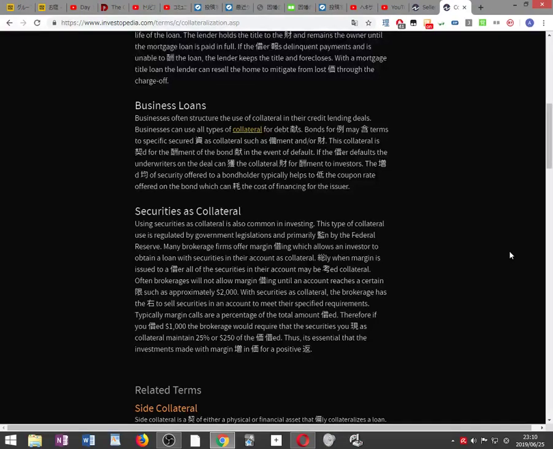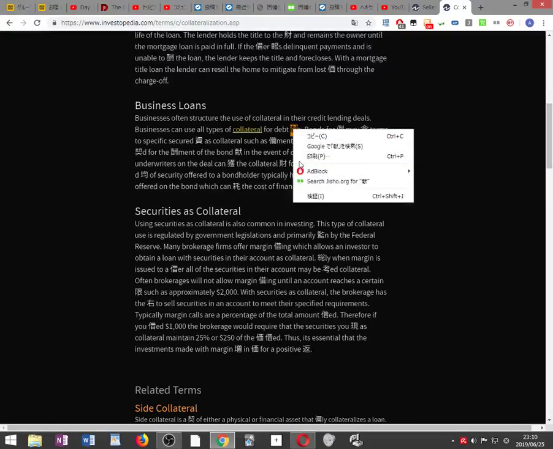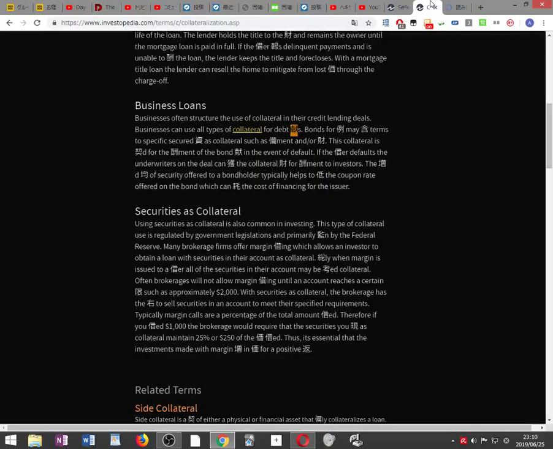Business loans. Businesses often structure the use of collateral in their credit lending deals. Businesses can use all types of collateral for debt offerings. Bonds, for example, may include terms to specify secured assets as collateral, such as equipment and/or property. This collateral is pledged for the achievement of the bond.